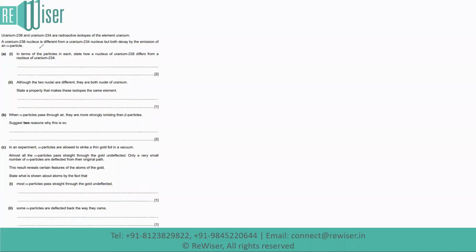Now, here we have uranium-238 and uranium-234, but both decay by emission of an alpha particle. In terms of particles in each, state how the nucleus of 238 differs from 234. So here we notice that the atomic mass is 238, while the atomic mass is 234. So uranium-238 has 4 more neutrons than uranium-234.